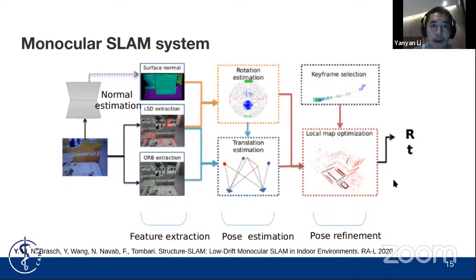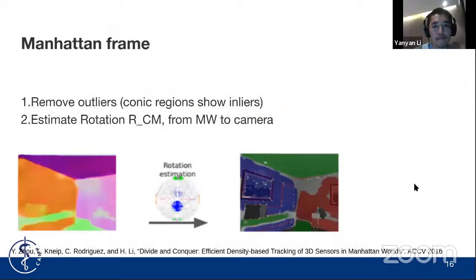This is a case that can be used. This is a case that makes use of render features with geometric features. Here I would like to explain this mean shift process in detail. You can see this is a predicted normal map.